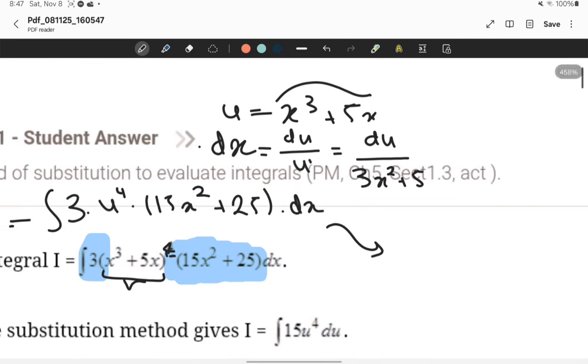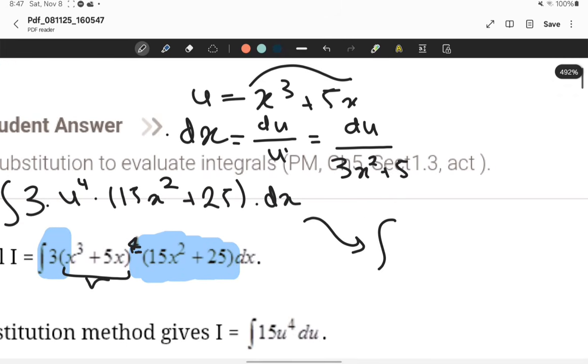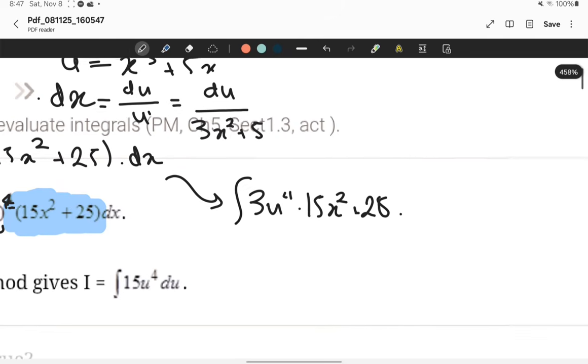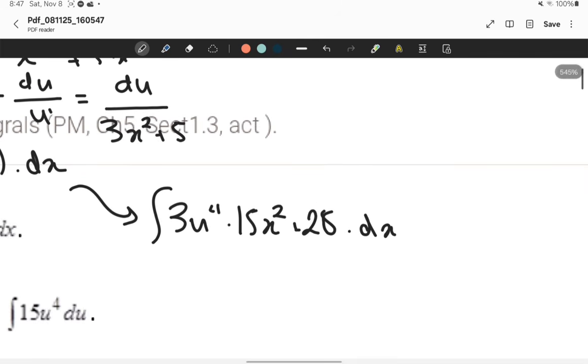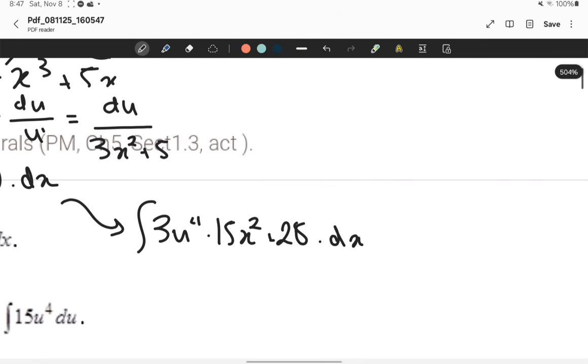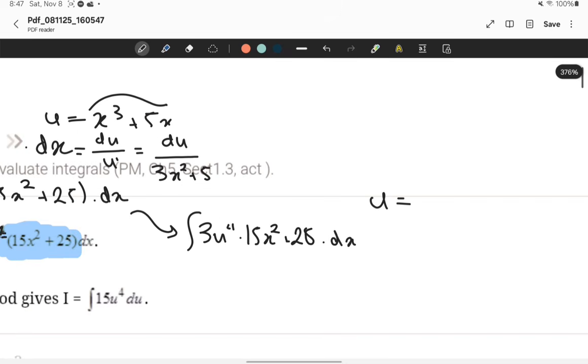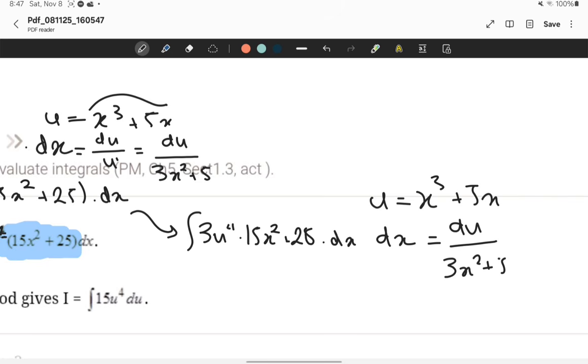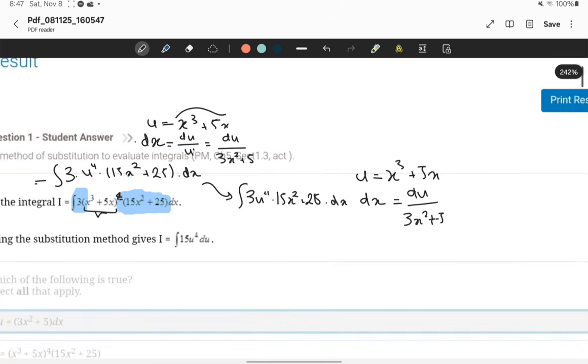So I'll bring this expression, I'll rewrite it over here. It's the integration of 3u to the power of 4 times 15x squared plus 25, okay? This is all dx. And we have u is this, x cubed plus 5x, and dx is du over 3x squared plus 5. I just rewrote everything so I have more space to explain.